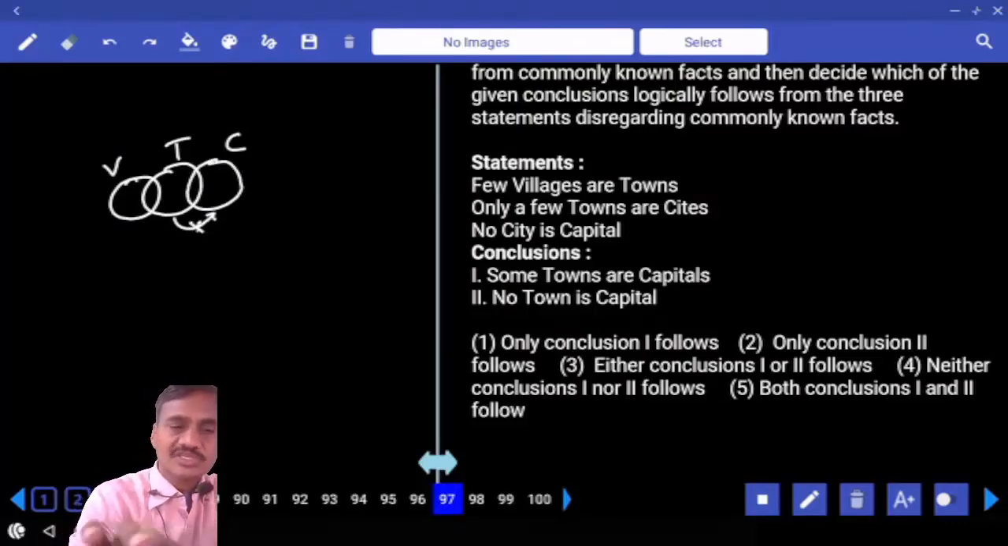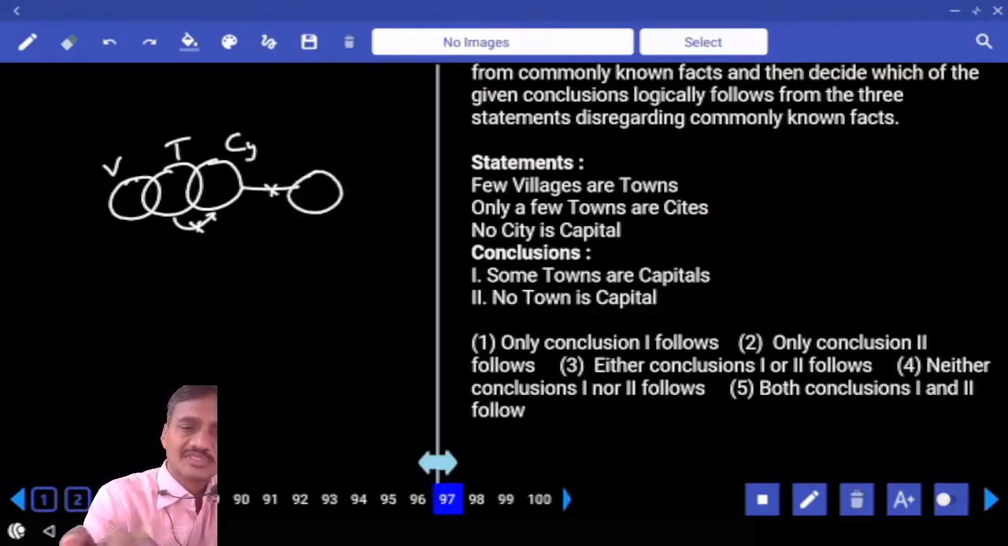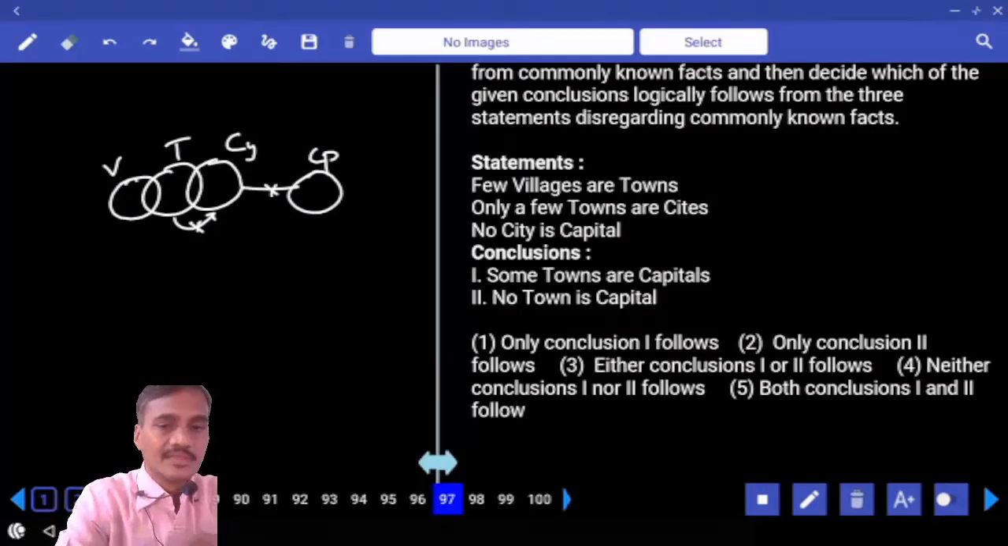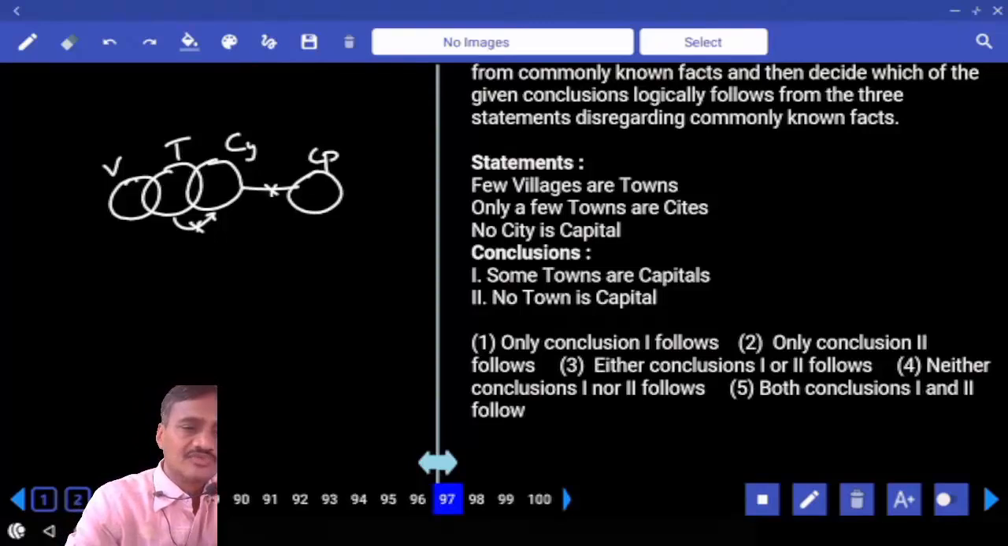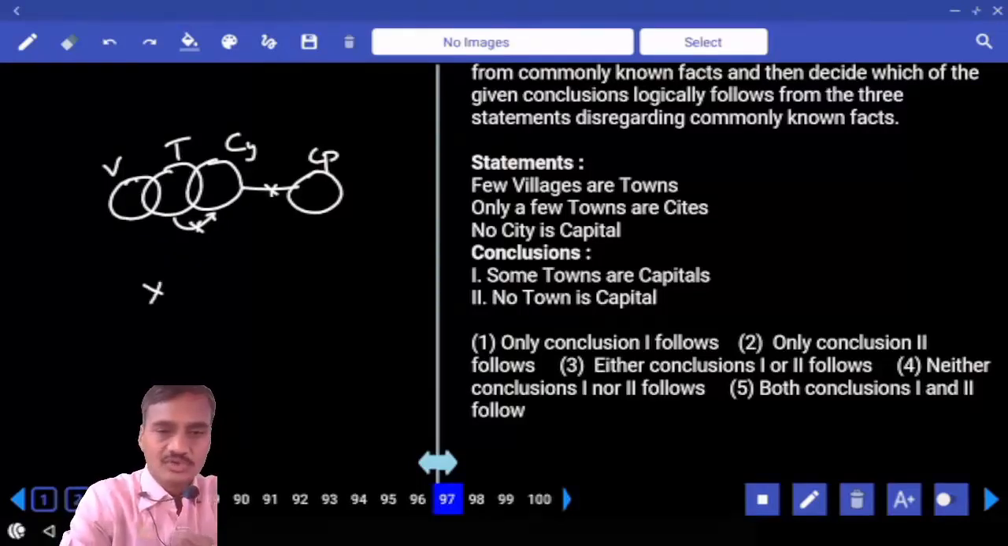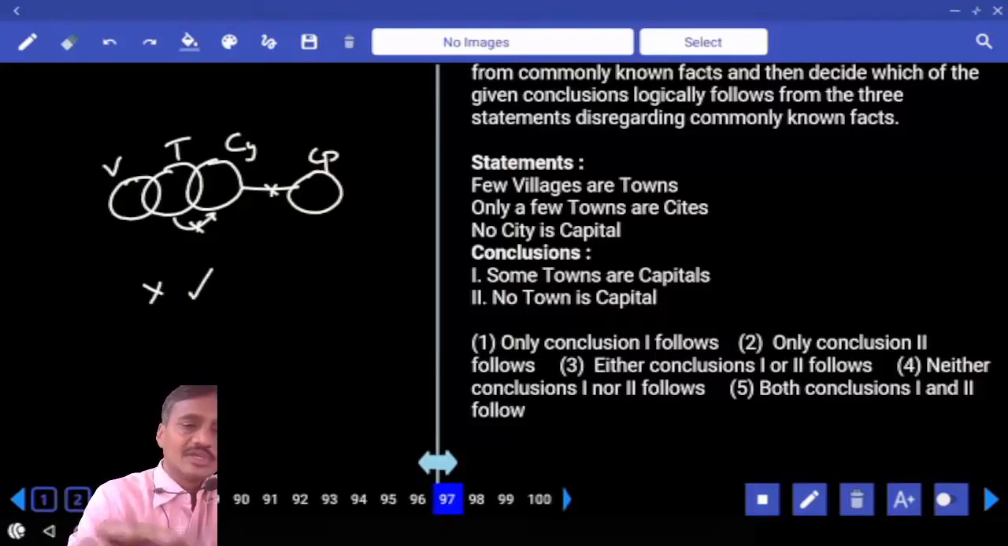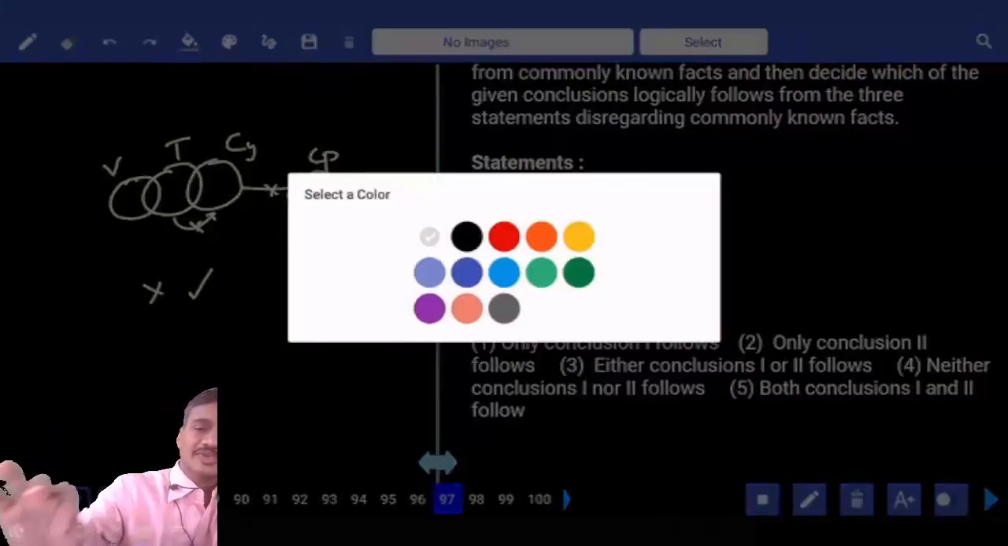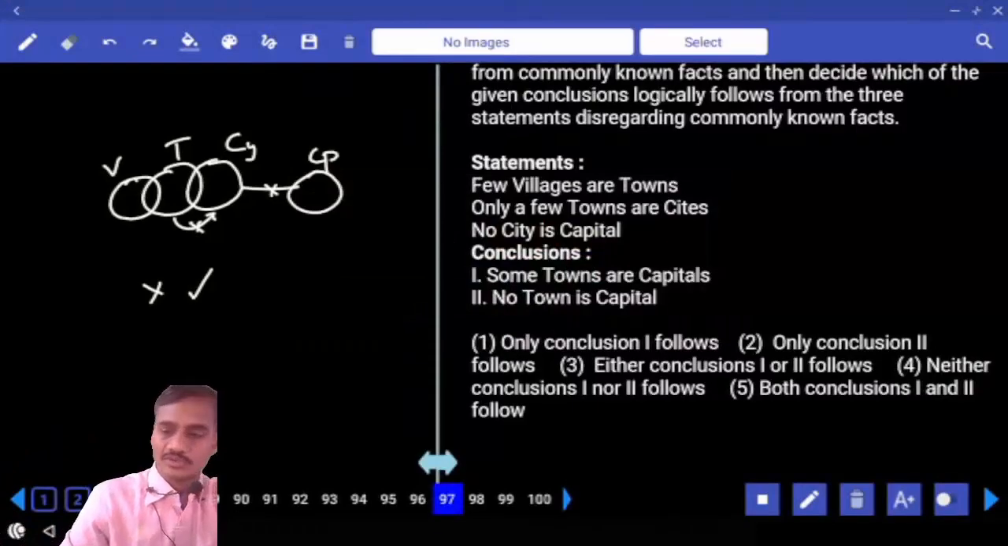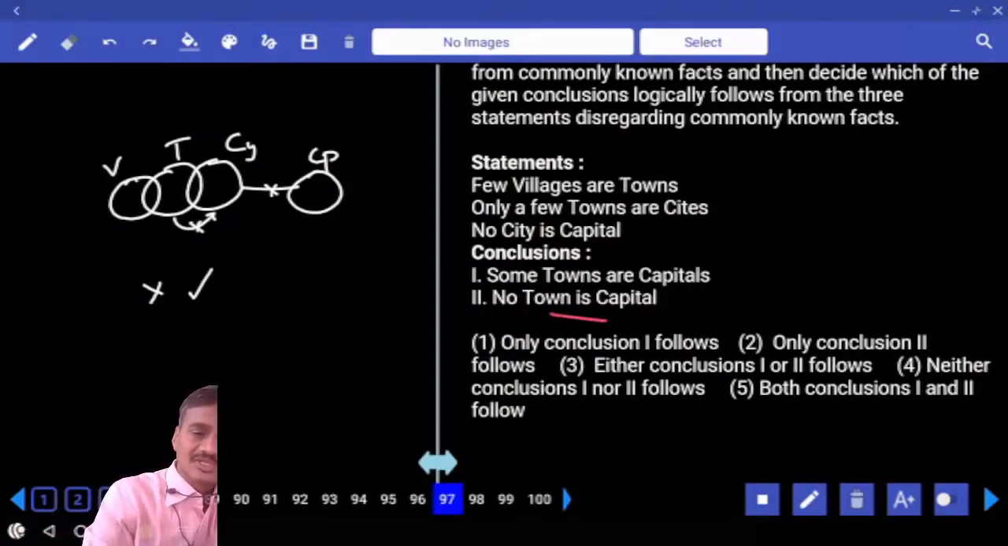And the next one, no city is a capital. Now this is city, and no city is a capital, so no intersection between city and capital. Then the next one, and some towns are capitals. Is it true or false? Where is town and capital? No intersection between these two, so false. And the second, no town is a capital, definitely true. As no town is a capital is true, to make this one false, because it is a negative conclusion. Since it is a negative conclusion, what should we do? Make it false. That means some towns are capital.